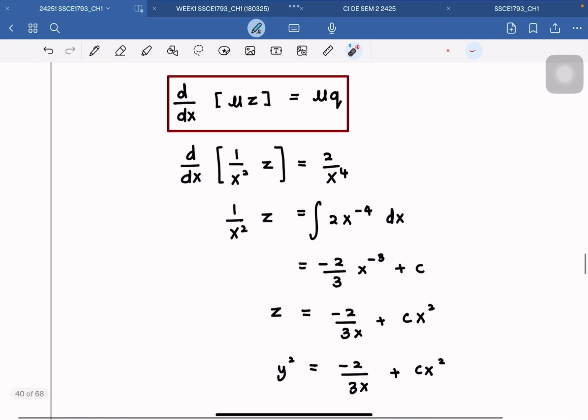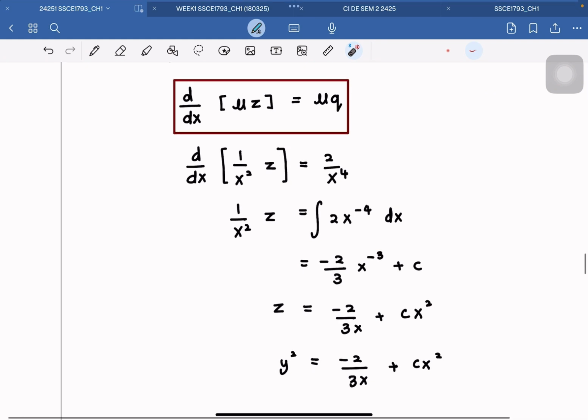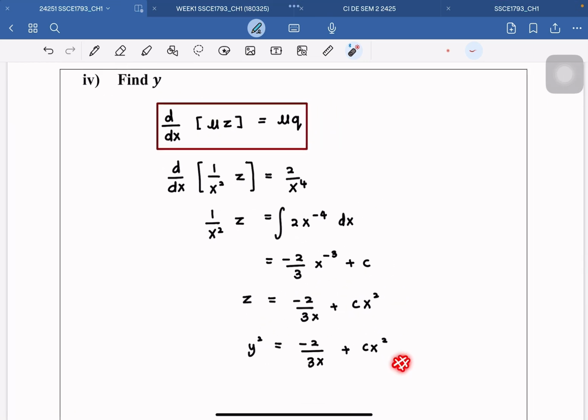Okay, so solve this part. Solve this equation after you substitute the equation of mu x here, and then also the q. So when you solve this part, you are going to have the equation of z is equal to negative 2 over 3x plus cx squared. Okay, so you have to remember that just now your z is equal to y squared. Substitute it back, convert back, because we are going to find the y, not the z. The z is only used in the beginning of the solution.